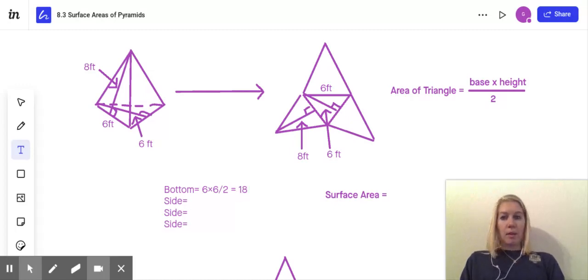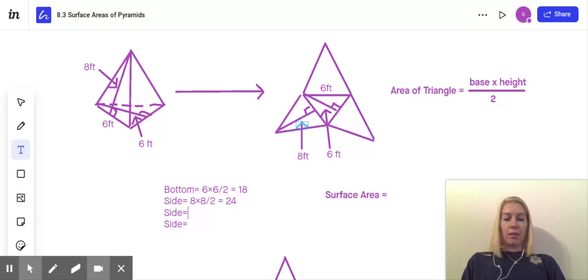Okay, so now let's do one of the sides. Okay, we'll start with this one. All of the sides are the same. So the base is 6 times the height is 8, and then divide that by 2. Okay, so I know that 6 times 8 is 48, and then divided by 2 is 24.